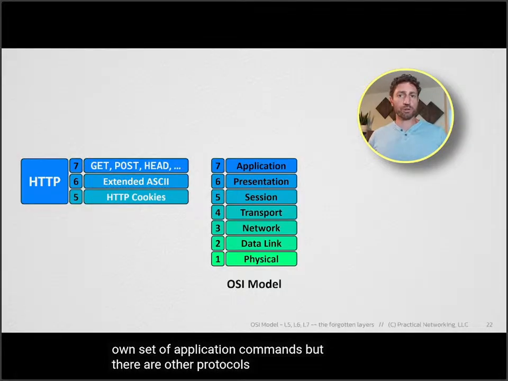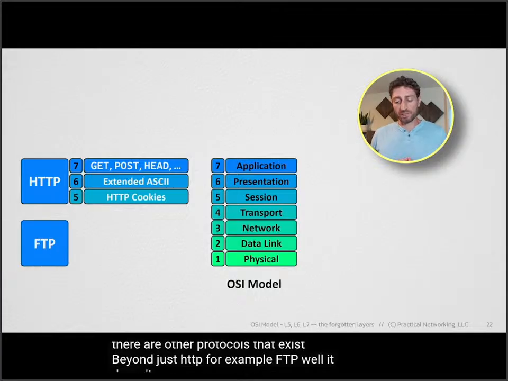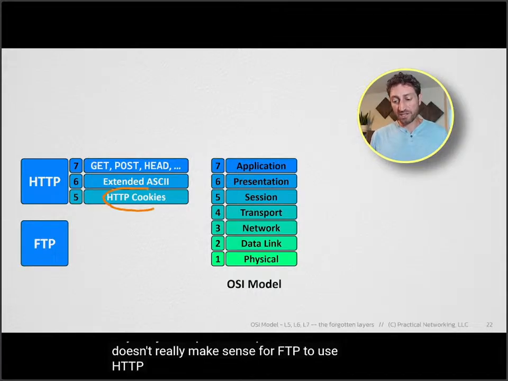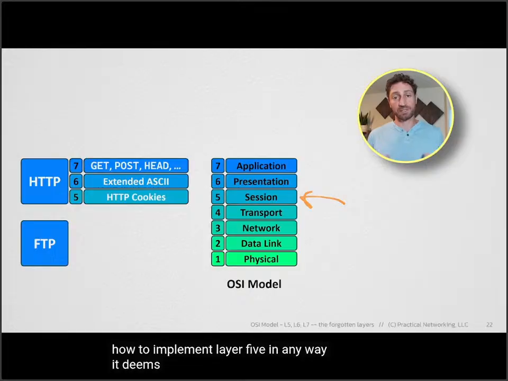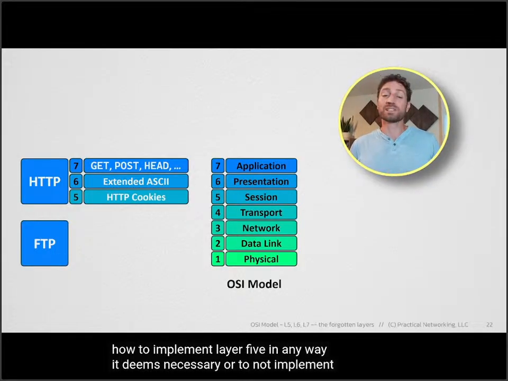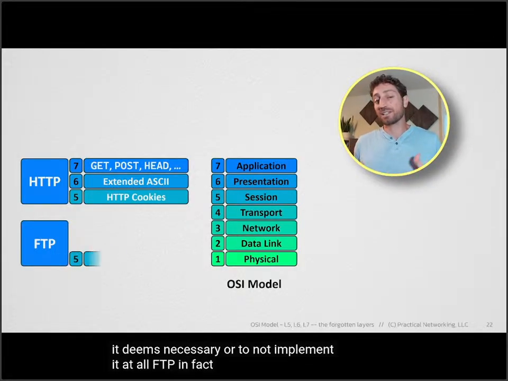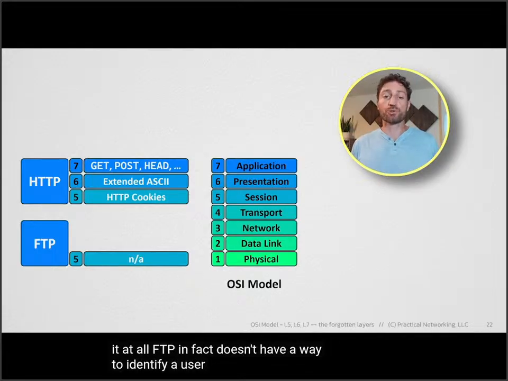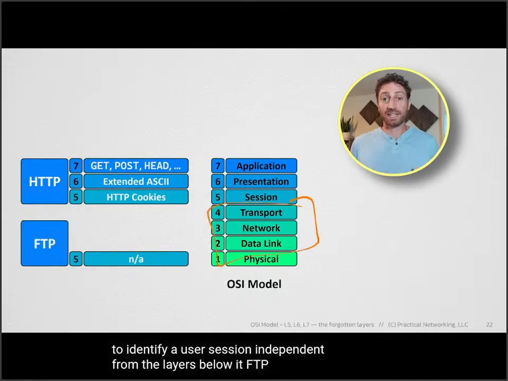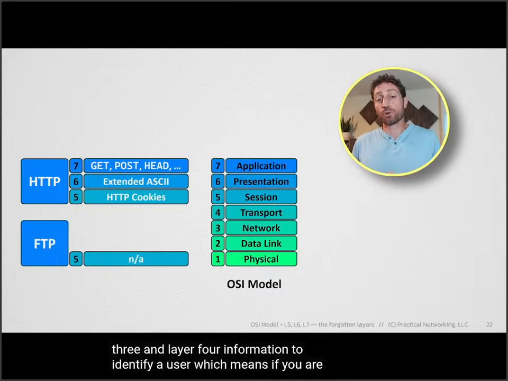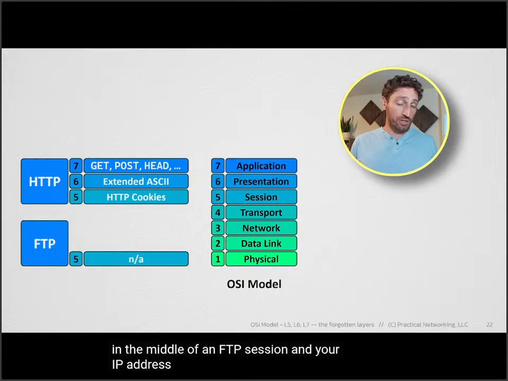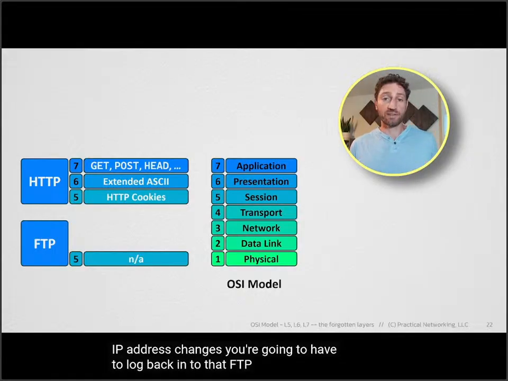But there are other protocols that exist beyond just HTTP. For example, FTP. Well, it doesn't really make sense for FTP to use HTTP cookies to accomplish its layer 5 goals. FTP is in fact free to choose how to implement layer 5 in any way it deems necessary, or to not implement it at all. FTP in fact doesn't have a way to identify a user session independent from the layers below it. FTP uses layer 3 and layer 4 information to identify a user, which means if you are in the middle of an FTP session and your IP address changes, you're going to have to log back into that FTP server.